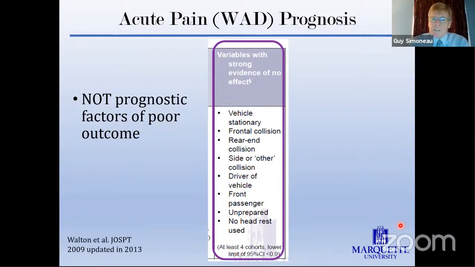What's interesting is that the details of the collision itself have been shown not to be prognostic of outcomes. So when I went to physical therapy school, we were asked to really try to understand where they were hit: from the front, from the side, from the back, what was the neck position, and so on. The take-home message here is that there's not a lot of value to that information, and maybe the last thing we want to do with our patient is have them relive that traumatic event.